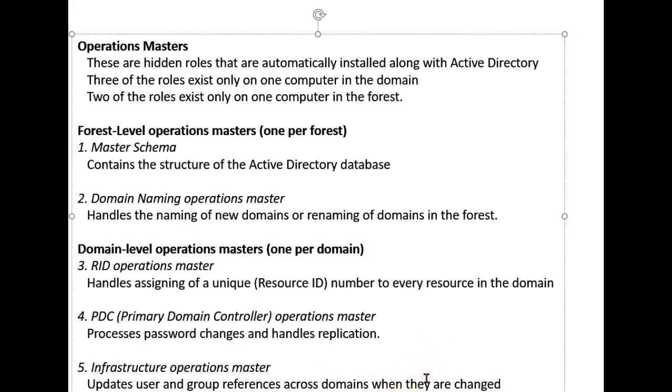So if I were to change, say, a user's name, then that information would be replicated across the domains by the Infrastructure Operations Master. So which computers hold what? And by the way, you do have the opportunity and the capability of changing which computer holds these various roles. We're not going to get into all of that. There is a way to tell.